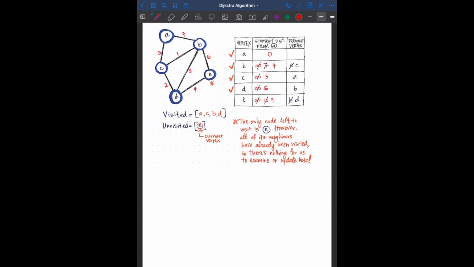The only node left to visit is E. However, all of its neighbors have already been visited, so there's nothing for us to examine or update here. So we will simply mark E as a visited vertex.